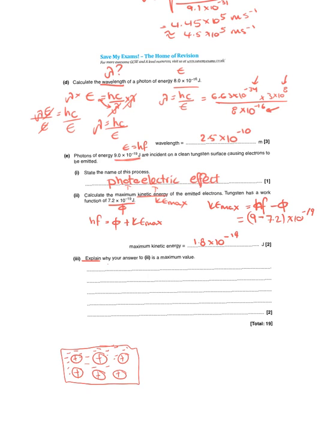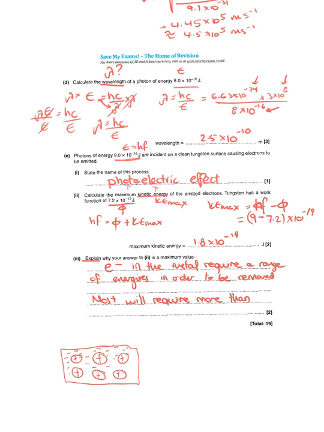So, in other words, electrons in the metal require a range of energies in order to be removed. That means that most of them will require more than the work function to escape.